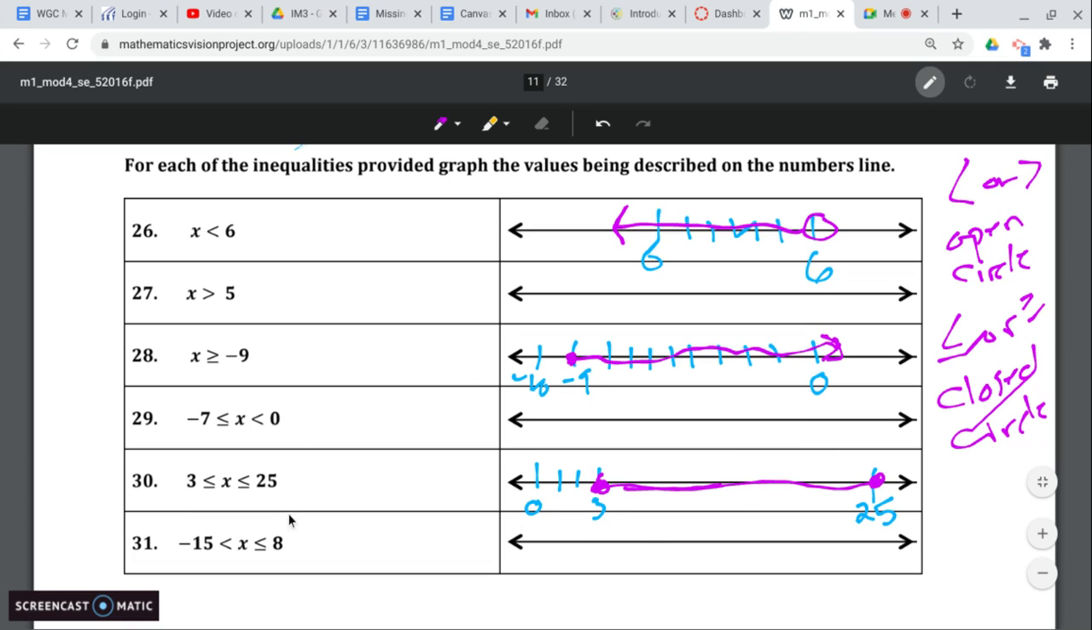So be careful with 29 and 31. It'll be the same idea, okay?